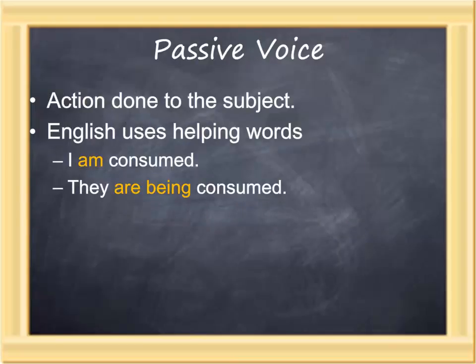In the active voice, the subject does the acting. I hit the ball. But in the passive voice, the action is being done to the subject by some other agency, either a person or a thing. English uses helping words to convey the passive voice. I am being consumed by debt, for example. They are being consumed by their worries, as another example.